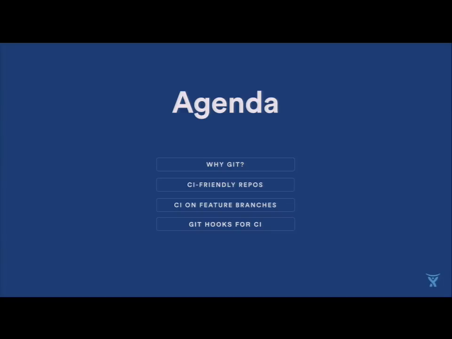And then I'm going to go through, like I said, some optimizations and some tips for getting your CI server to interact nicely with your Git repository. And then we're going to walk through some Git hooks towards the end of the talk that you can use to bolster your CI system.